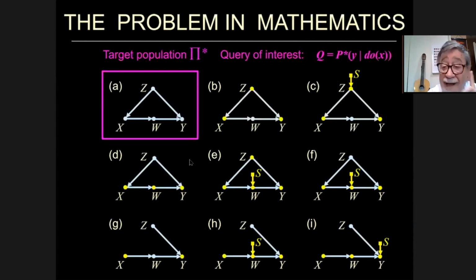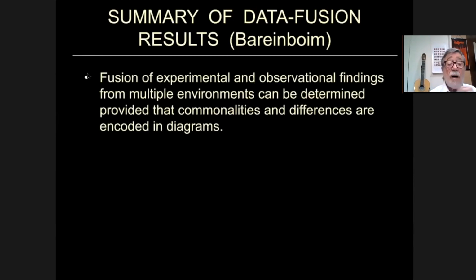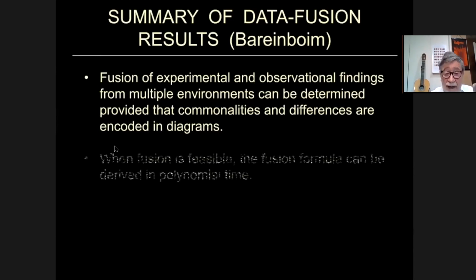If no, then no one else can do better. It's a completeness result. And that's why I'm putting the completeness so importantly, because completeness tells you that you are not just getting a negative result because you're using DAGs and you're not using another formalism. No, because your assumptions are insufficient and no one else can get a better result given the same assumptions. Okay, so fusion and externalization studies can be determined once the commonalities and differences are encoded in diagrams.